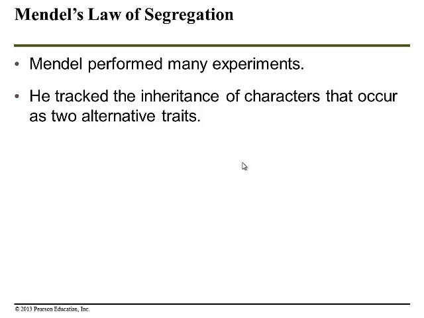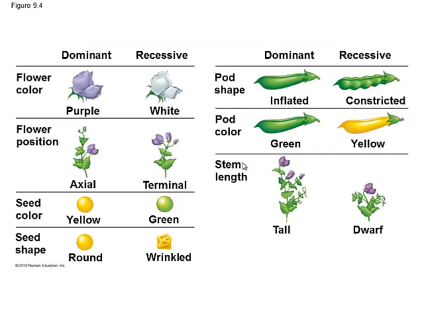So he performed a whole bunch of experiments and tracked different inheritance and characters and tried to stick to two alternative forms. So if he was looking at flowers, he would take two different colors, white and purple, or white and green, or whatever. If you look on page 147, you'll see some of the things that he looked at in his garden. And he found that certain traits tend to, what he called, dominate over others. We have them listed here for the traits that he looked at.